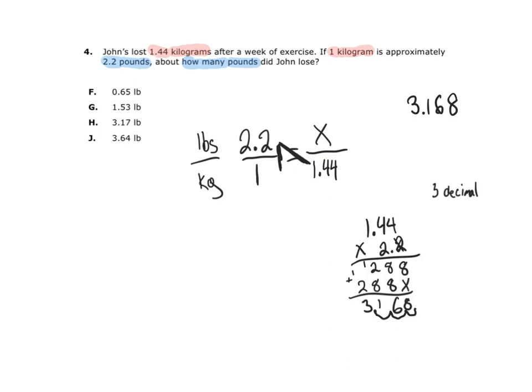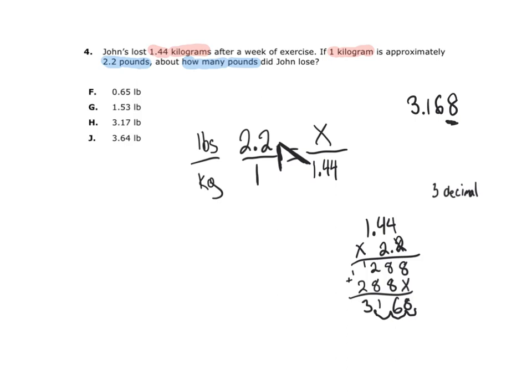Now, my next step is to divide. Luckily, in this question, we divide down by 1. Anything divided by 1 is just itself. So we get to skip that step in this problem. Now, we don't have an answer choice that says 3.168. There's one that's really close, and the reason it's close is they rounded.